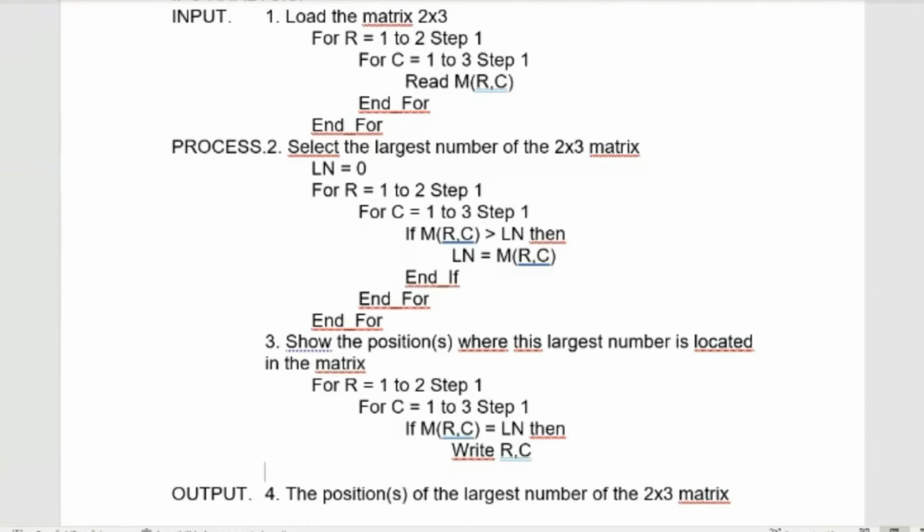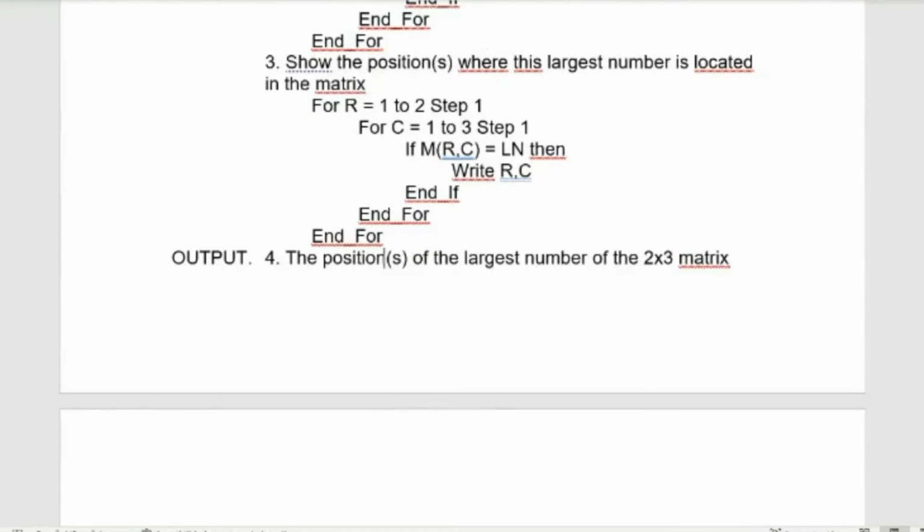that means the largest number is in this position. So we only have to write R and C. Okay? This is the position. And if N4 and N4. And the output is the position or positions of the largest number of the 2 by 3 matrix.